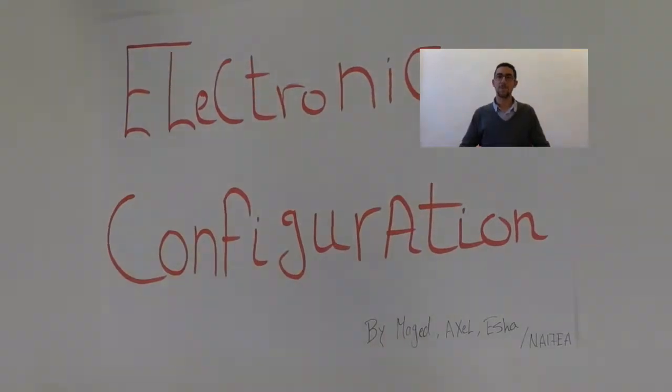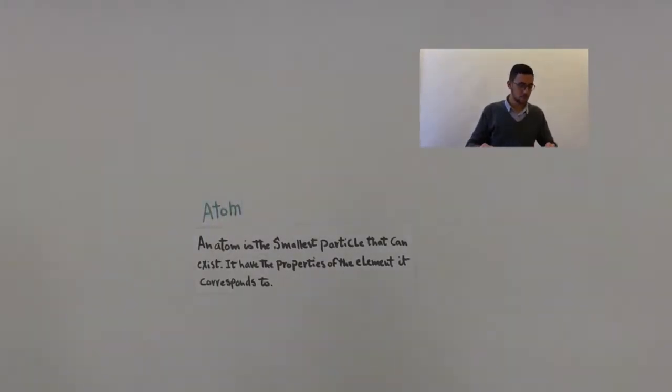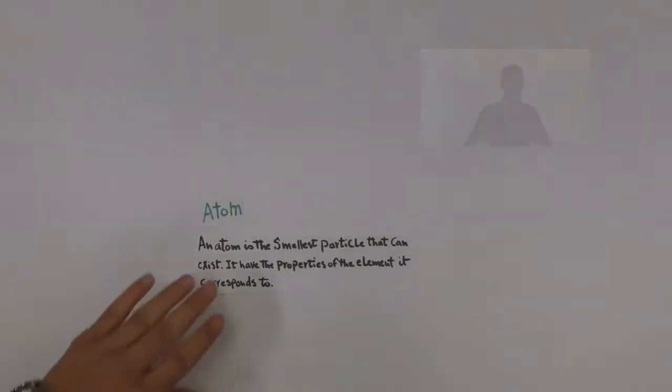Hello, so today we're going to talk about the electronic configuration. So to start off, what's an atom? An atom is the smallest particle that can have the properties of the element. The following diagram shows the layout of an atom.